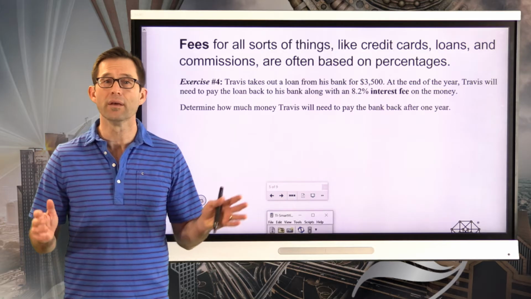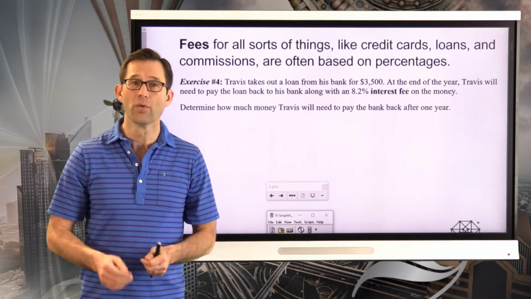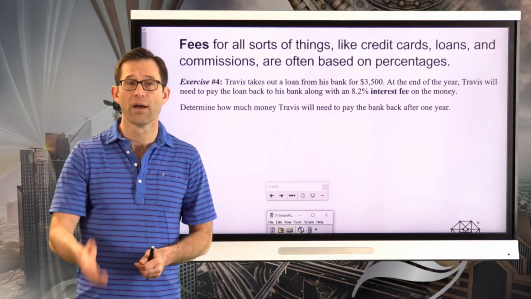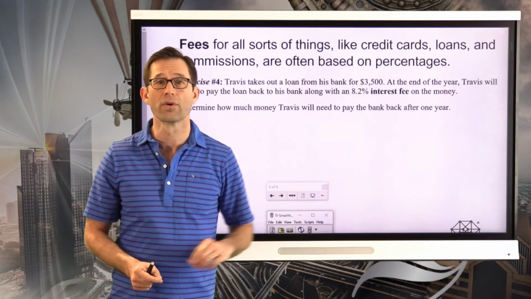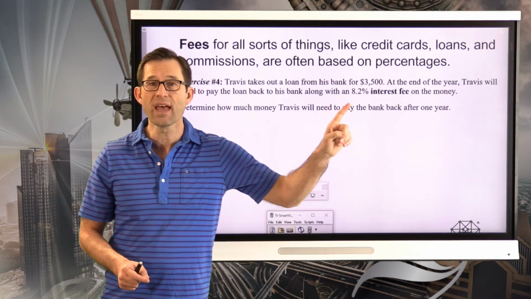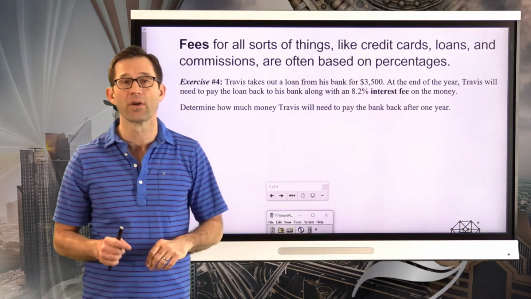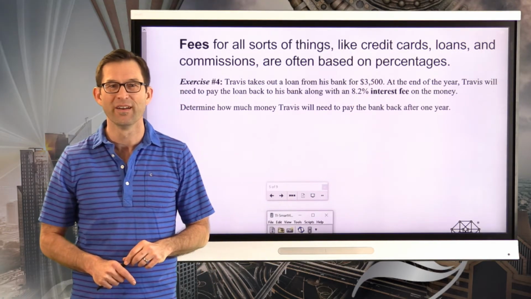So the simple idea is this: Travis needs money. He goes to the bank. He asks for a loan. The bank gives him $3,500. At the end of the year, he's going to have to pay that $3,500 back, but he's also going to have to pay 8.2% of that $3,500 back on top of the $3,500.